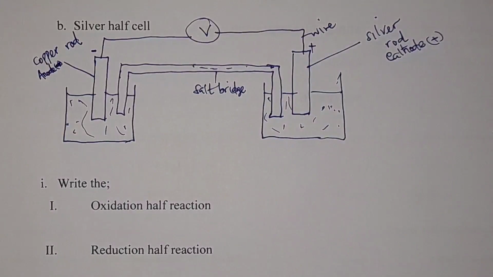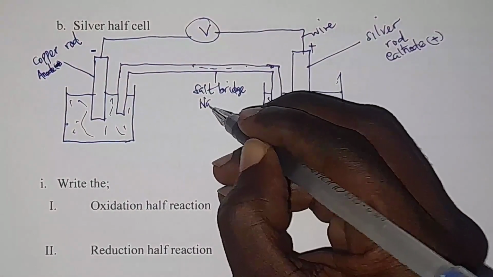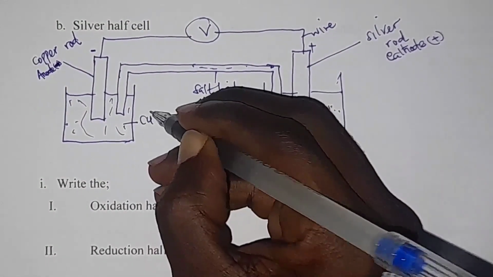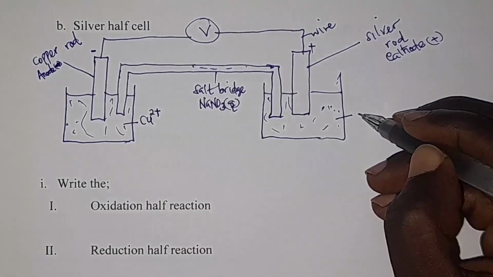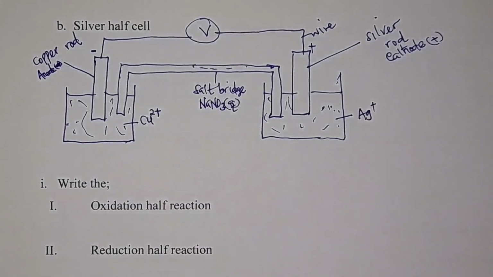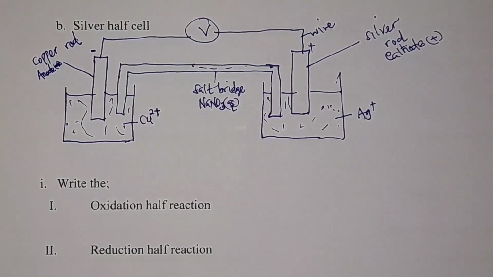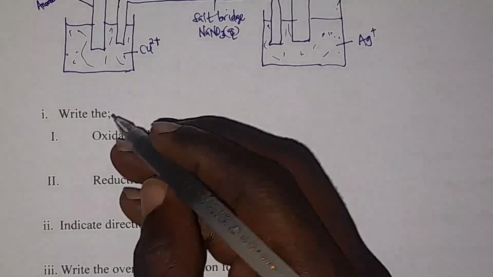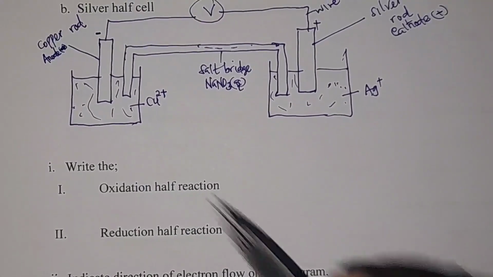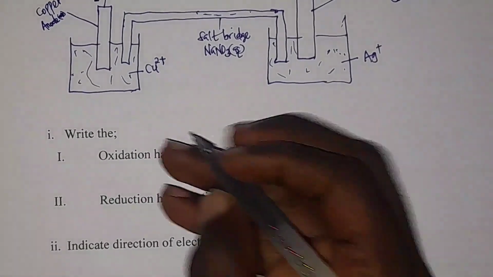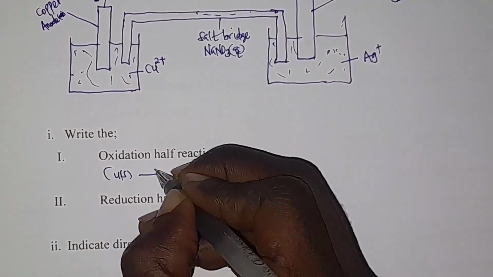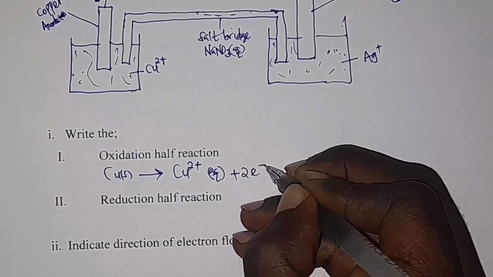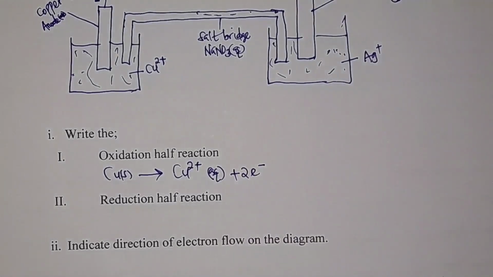Okay, so we can put our salt bridge to be sodium nitrate solution. And here we have solutions containing copper 2 ions. And here we can have solutions containing silver ions. Okay, from here, in part A, we are told to write the oxidation half cell. Oxidation occurs at the anode. So at the anode, we have the copper rod, as you can see. So copper is solid. It loses 2 electrons to become copper 2 ions and goes into solution. Then the 2 electrons lost are written on the right hand side of the equation.